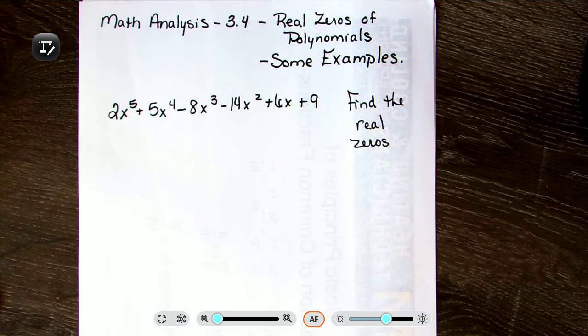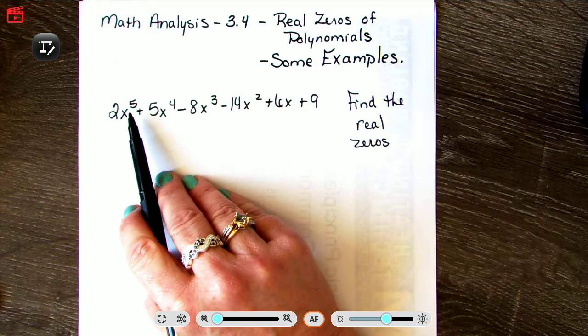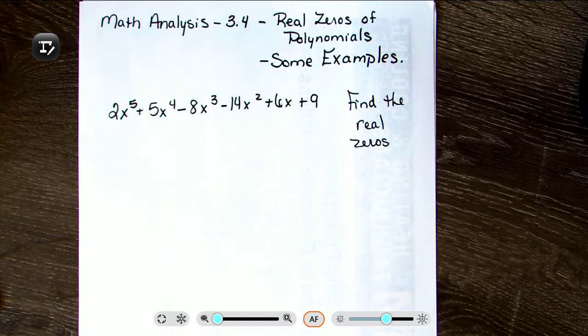Welcome back to an example of 3.4, and we are going to find all the real zeros to this polynomial. First of all, this is a 5th degree polynomial because its highest power is 5. So it is possible for us to have, from the pieces that we learned before, all that information I dumped on you, 5 zeros.